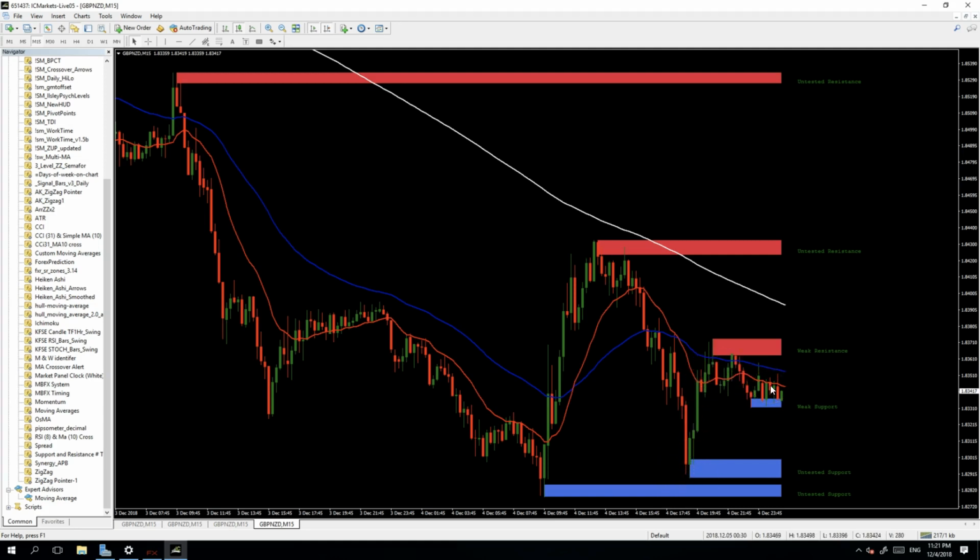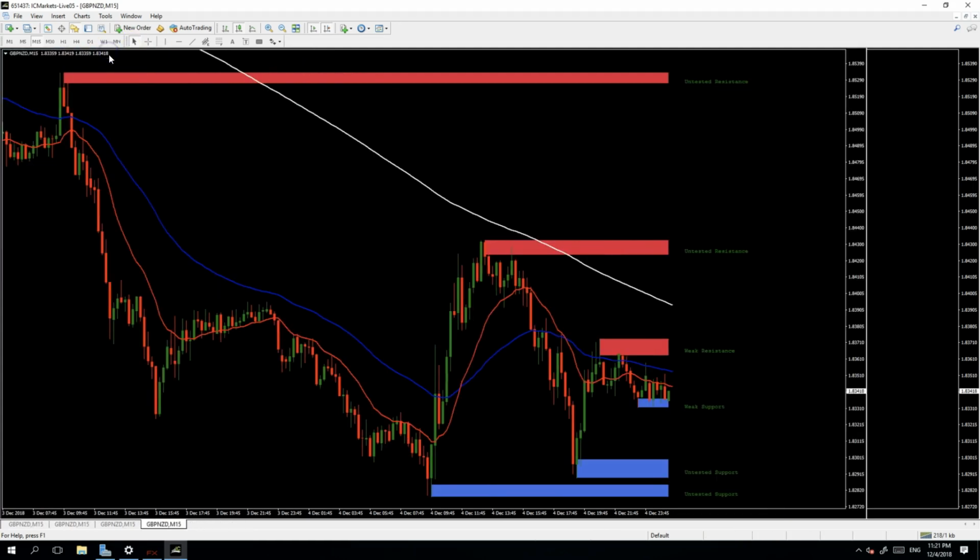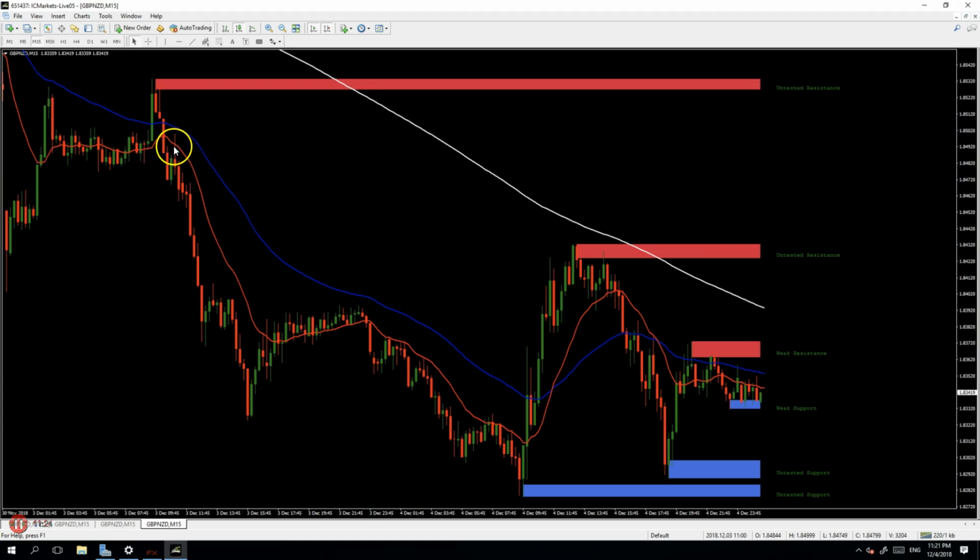Okay, so for a sell, like I said, you are looking for the price to come towards the 15-day moving average. Very, very simple strategy, all right? And then for a buy, you are looking for the reverse.